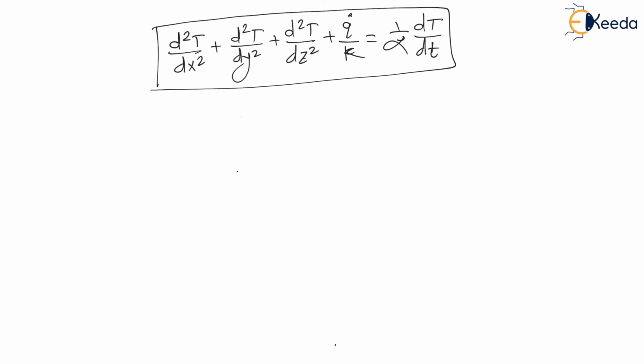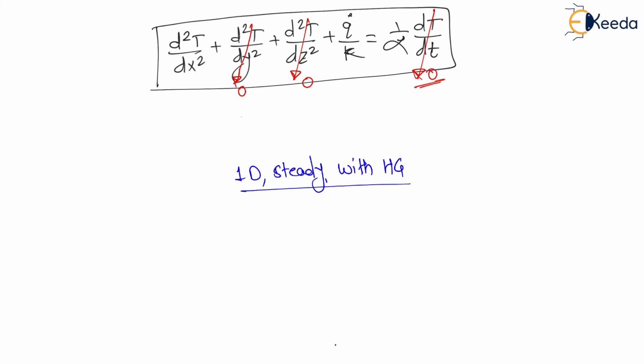That is, in this special case we will see the 1D steady with heat generation equation. Now my dear students, 1D means d2T divided by dy square will become 0, d2T divided by dz square will become 0. Steady means dT by dt will become 0, and the simplified version of the equation will become d2T divided by dx square plus q dot by k is equal to 0, right?